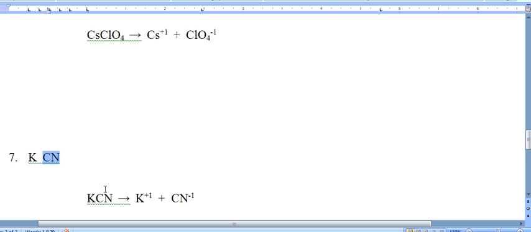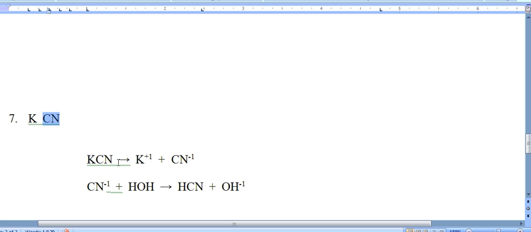So when we dissociate this, it'll dissociate 100%. The potassium will do nothing, but the cyanide, when placed in water, will rip a hydrogen off and stick that hydrogen right on the front, and leave behind hydroxide. So this salt will cause the water solution to become basic.